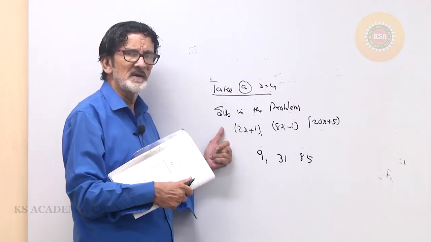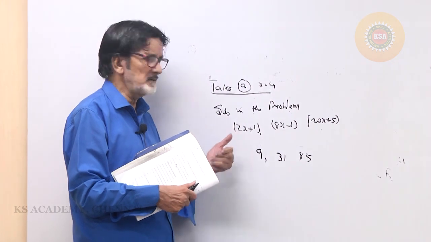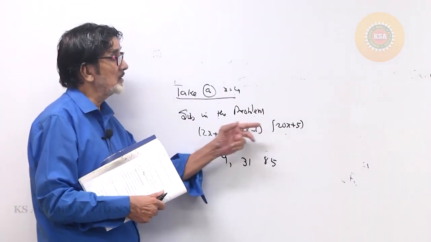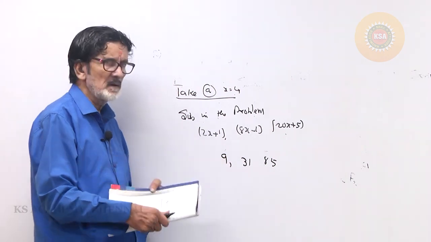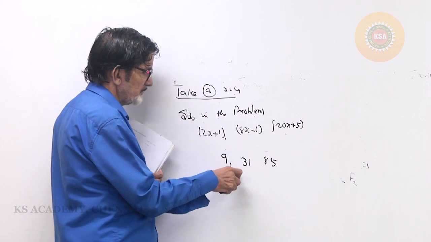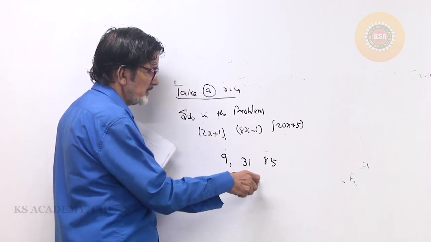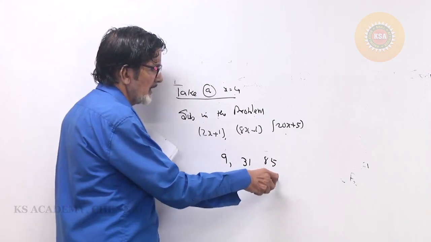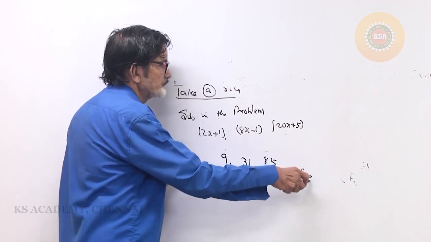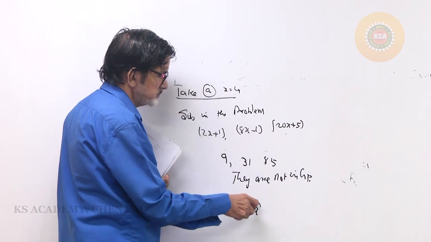It is simple. 8 plus 1, 9, 32 minus 1, 31, 85. Look, nobody will say they are in GP. They are not in GP. Option A is wrong.